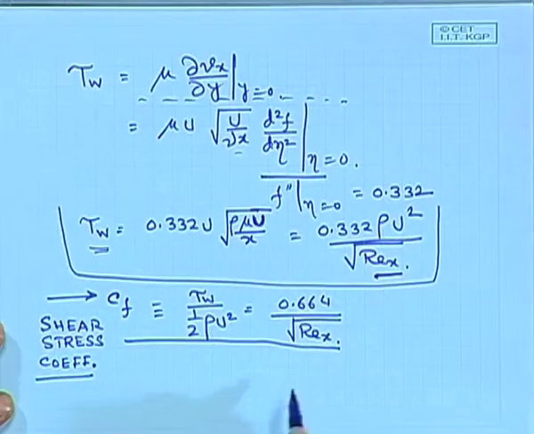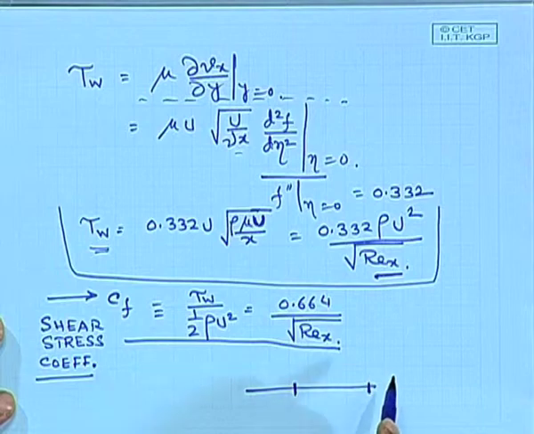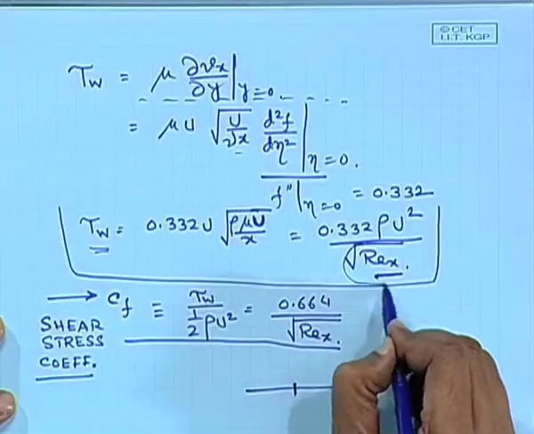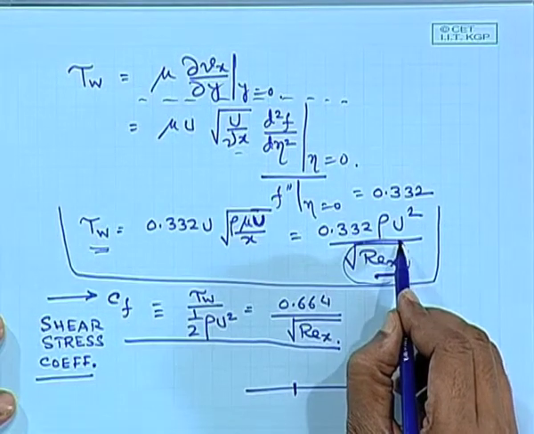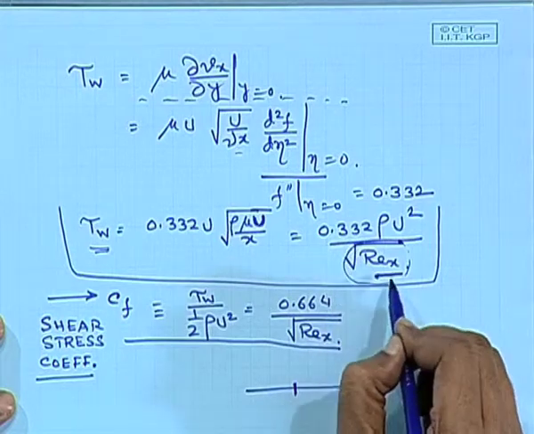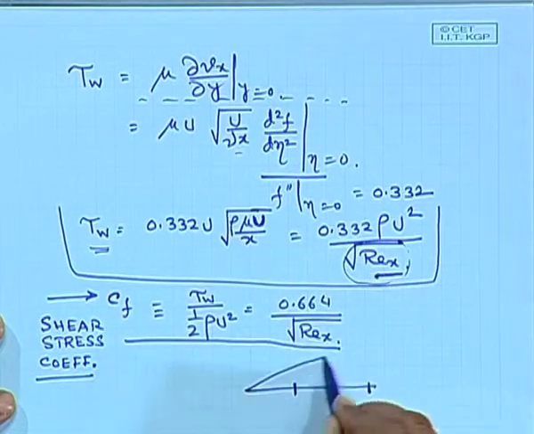If you move from one axial location to another, Reynolds number increases since you have a larger x. If Reynolds number increases, then tau should decrease. Okay. Reynolds number increases, tau should decrease, and that is consistent with what we have discussed before.